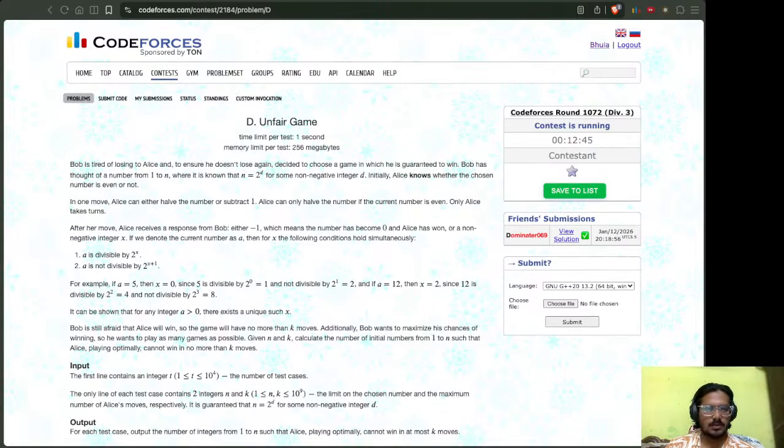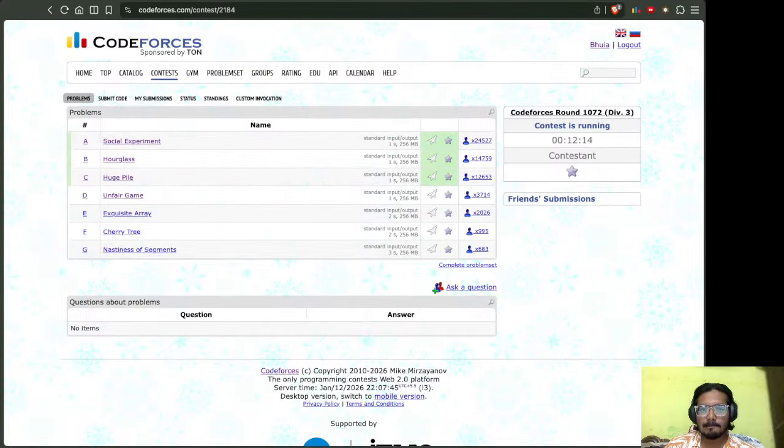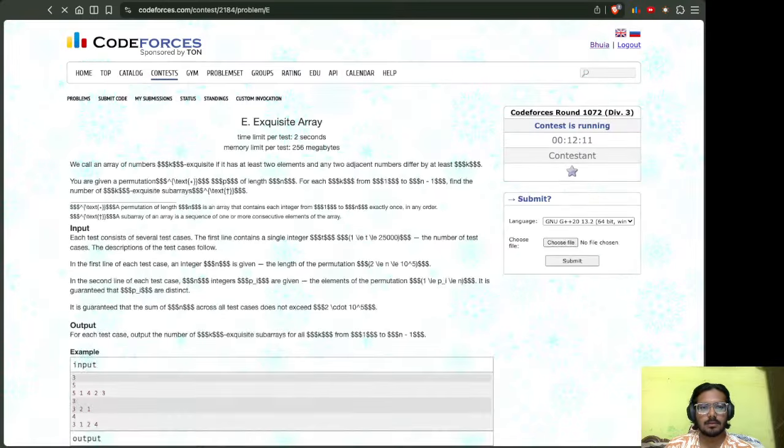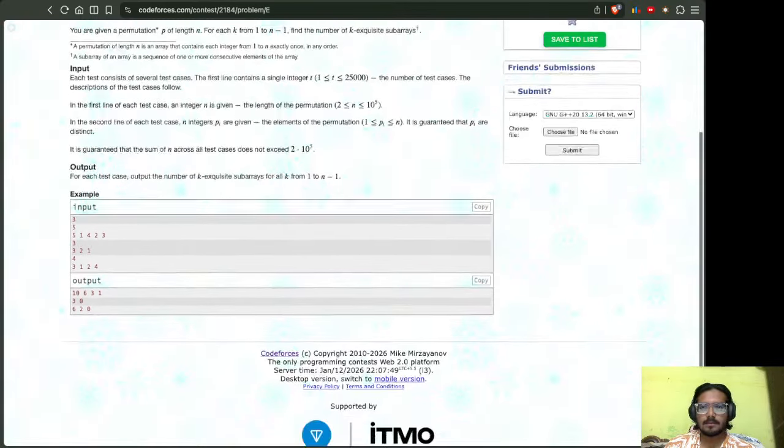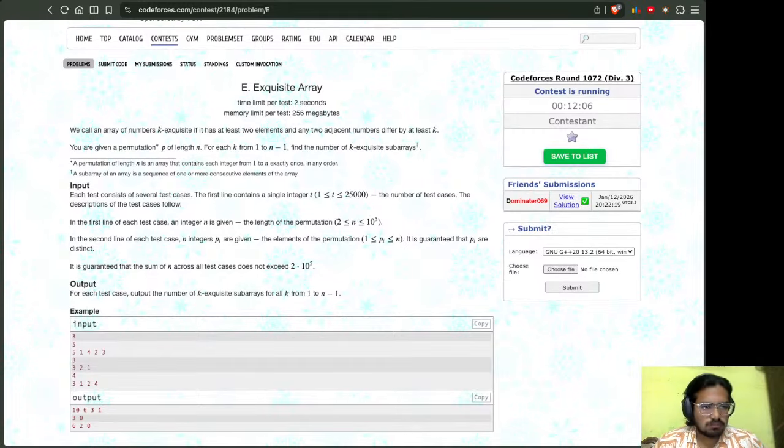ओके, ई देखते हैं. There's a lot of people. E: call an array exquisite. Okay, exquisite. It has at least 2 elements and any 2 adjacent numbers differ by at least k.